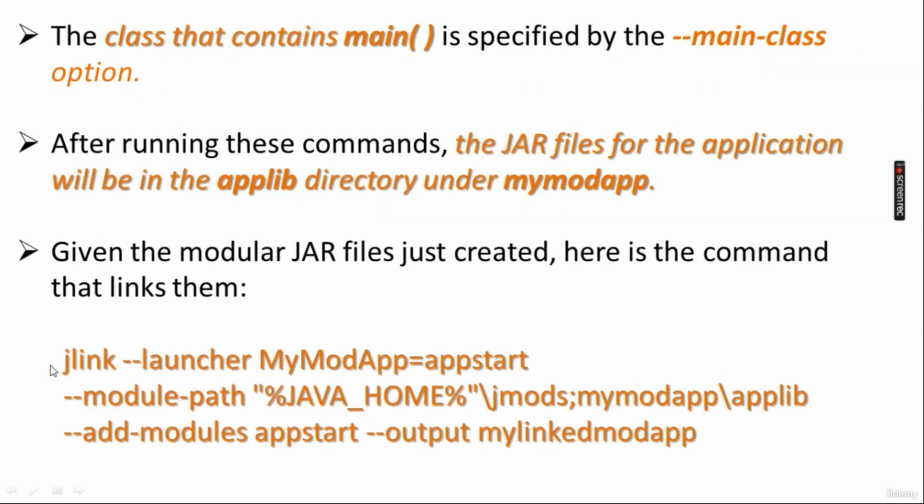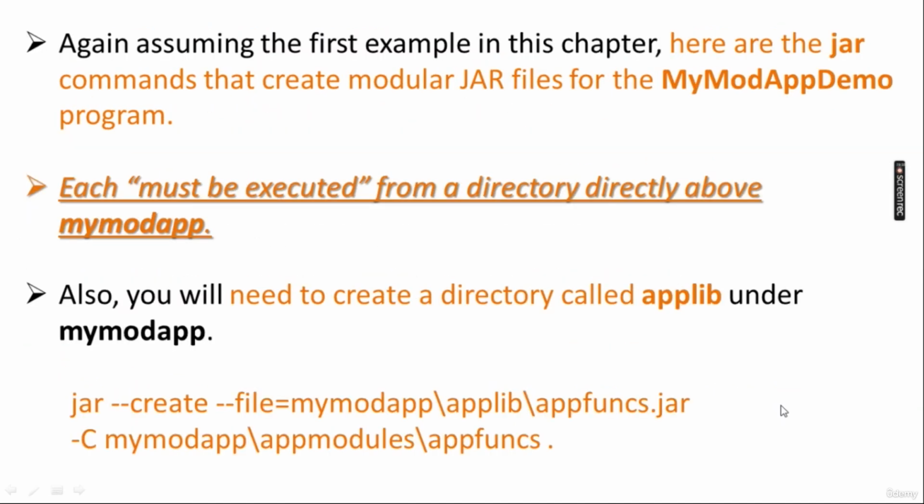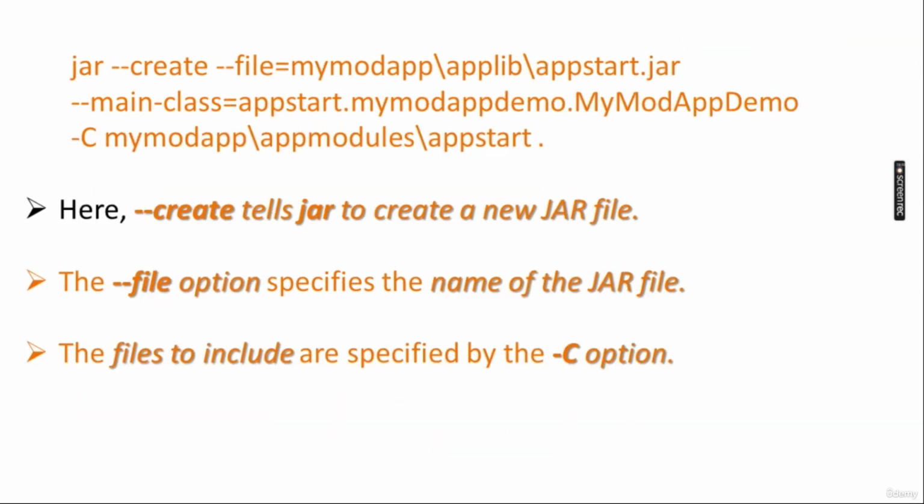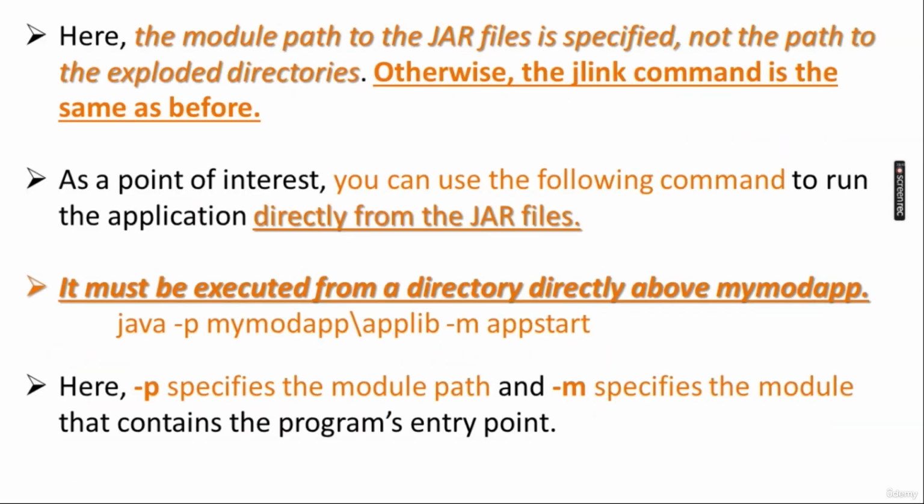jlink --launcher MyModApp=appstart, and here applib, MyModApp/applib. That applib we have created, and all else is the same.